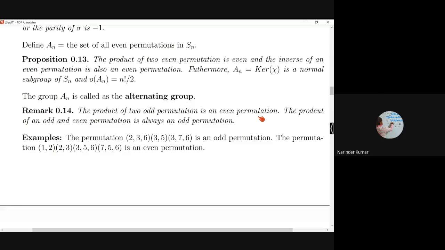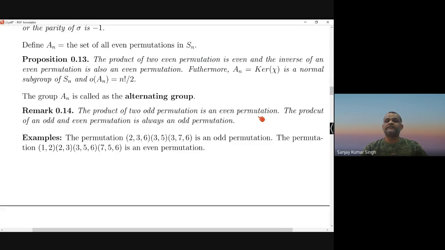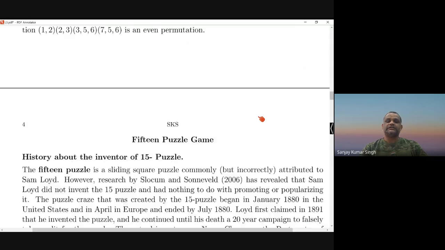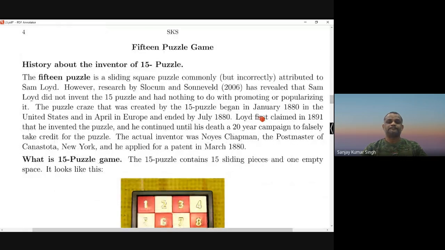No, sir. But I need only one piece of knowledge, that you are familiar with what an even permutation is and what an odd permutation is. The product of even permutations is even, and the product of odd and even is odd. So keep this in mind, as I need this in this puzzle game.